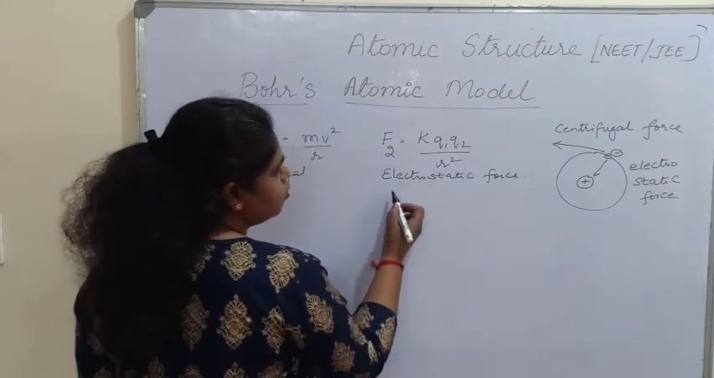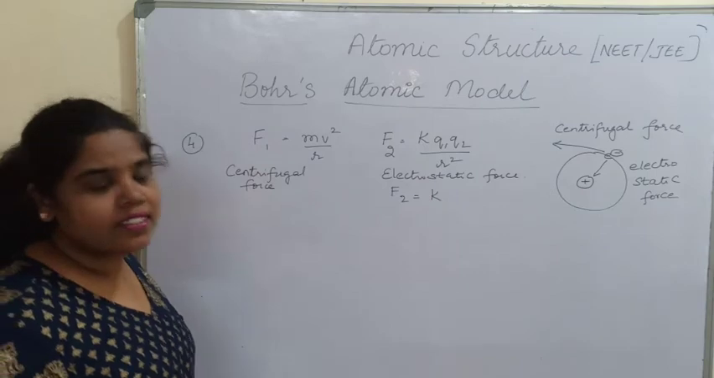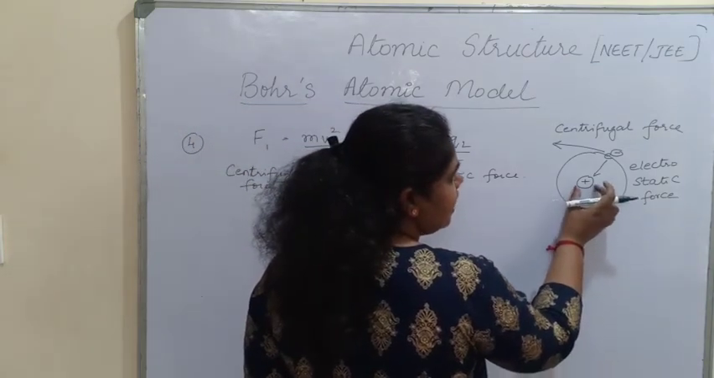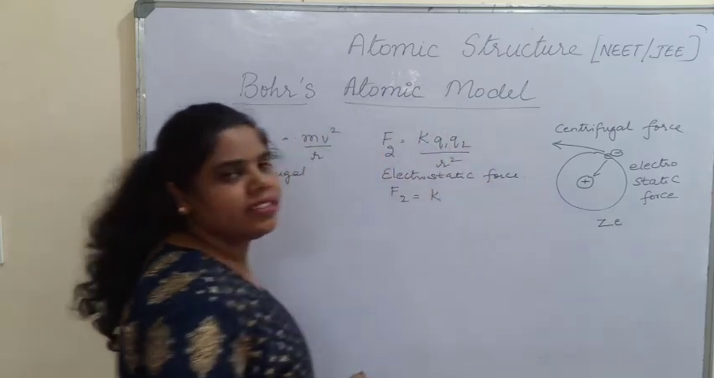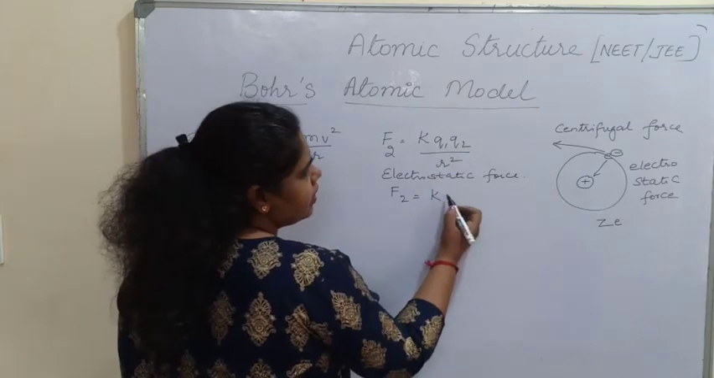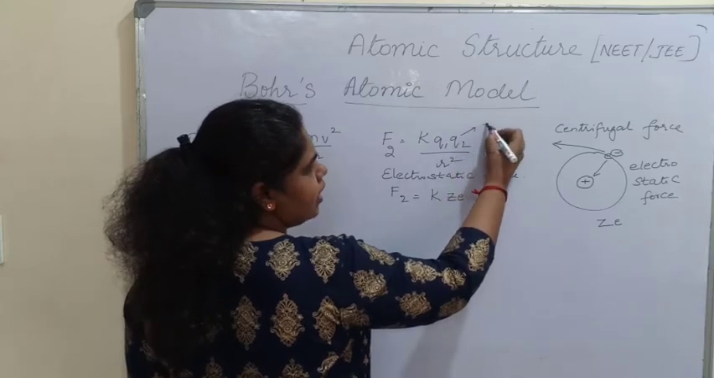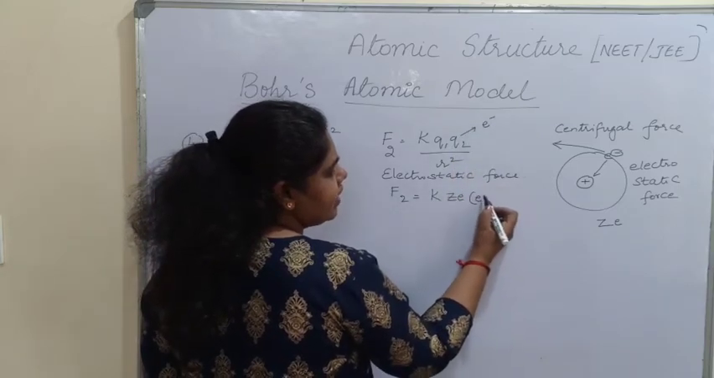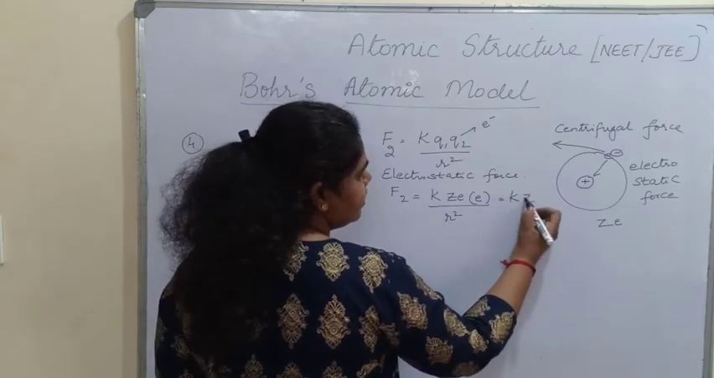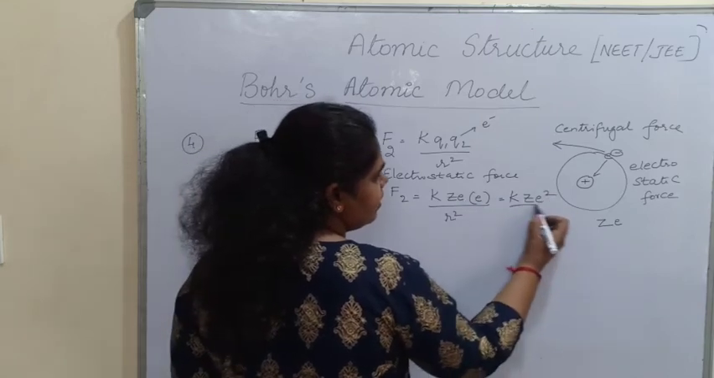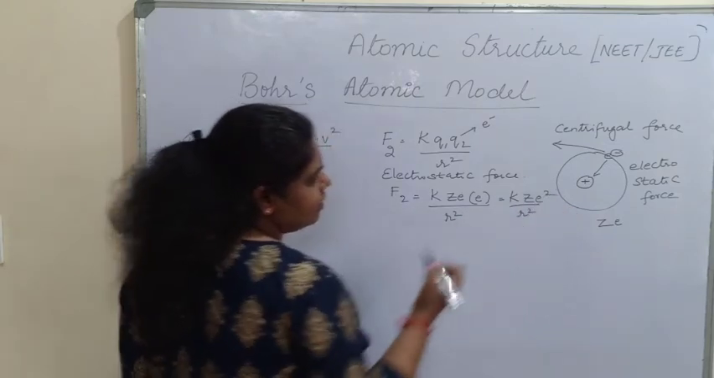Electrostatic force. Now here F2 is equal to K Q1 Q2 divided by r square. What is Q1? Q1 is the charge on the atom. The charge on the atom is nothing but Z, the atomic number, the total charge present in the atom. So in place of Q1 we can write Ze, and Q2 is the charge of the electron, e. So this is equal to K Ze into e divided by r square, so the electrostatic force is equal to K Ze square by r square.